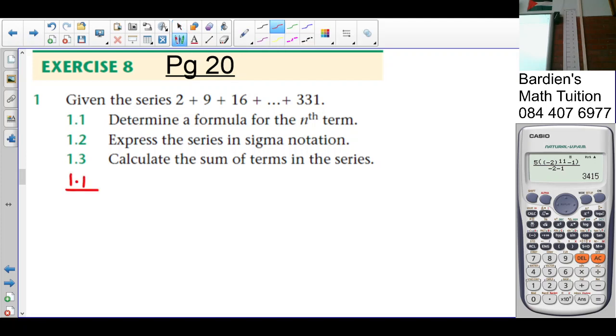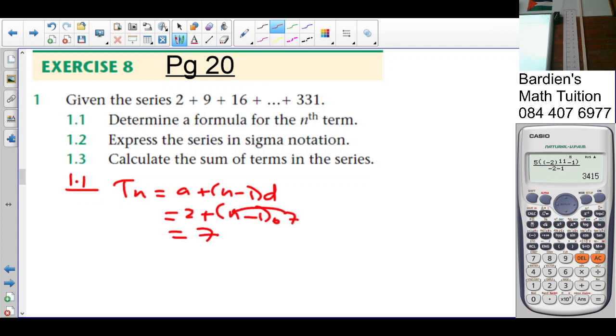So Tn is equal to a plus n minus 1 d, not so? What's my a value? 2 plus n minus 1 times 7. So that's going to give you 7n minus 7 plus 2, which is 7n minus 5. You all agree with that?